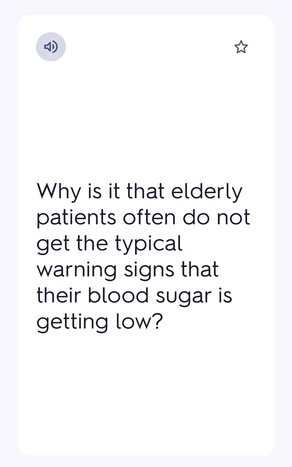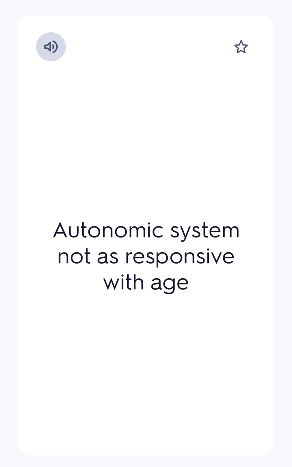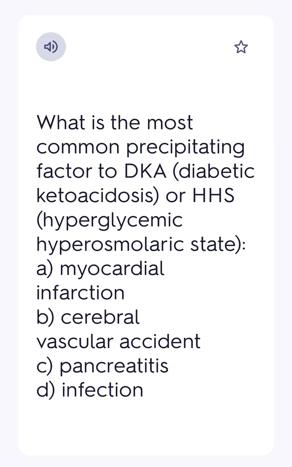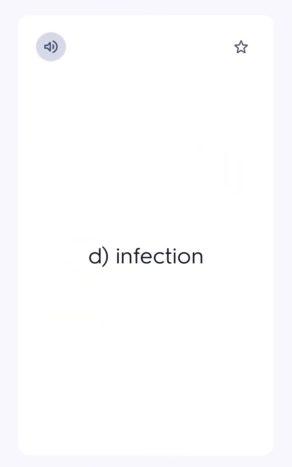Why is it that elderly patients often do not get the typical warning signs that their blood sugar is getting low? Autonomic system not as responsive with age. What is the most common precipitating factor to DKA or HHS? A, myocardial infarction; B, cerebrovascular accident; C, pancreatitis; D, infection. D, infection.